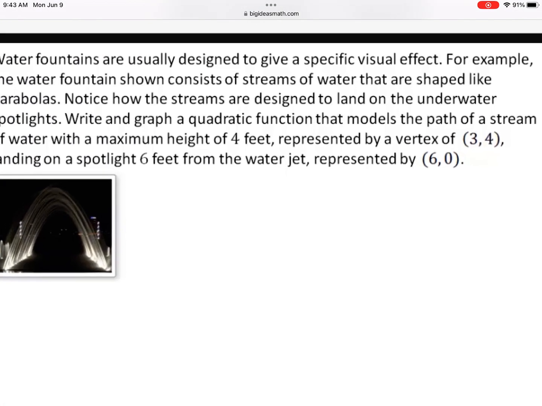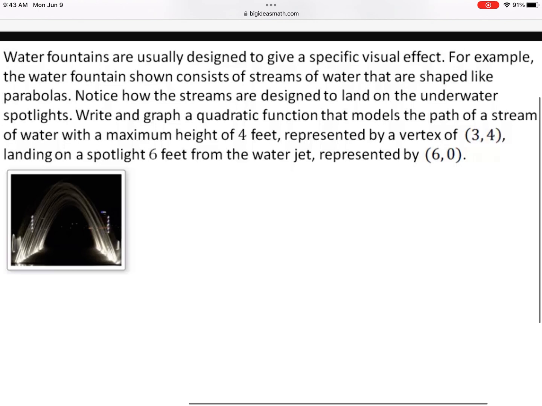Water fountains are usually designed to give a specific visual effect. For example, the water fountain shown consists of streams of water that are shaped like parabolas. Notice how the streams are designed to land on the underwater spotlights.